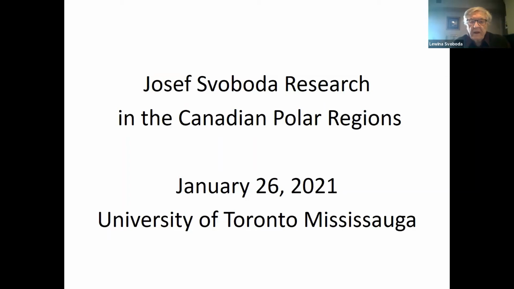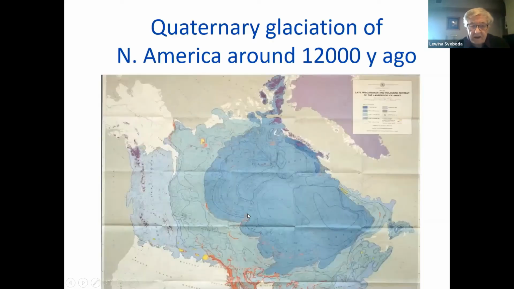My name is Josef Svoboda. I am Emeritus Professor of Biology at the University of Toronto. I spent over 30 summers as a field ecologist in the Canadian North, conducting my research mostly in the high Arctic. My presentation will be about the Canadian Arctic biome, which means a large geographic region defined by a specific topography and climate.